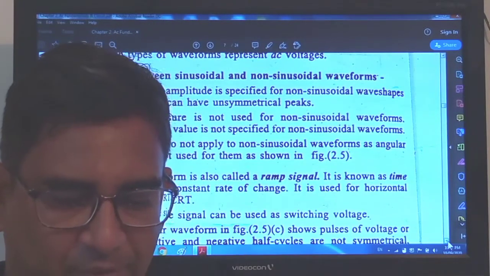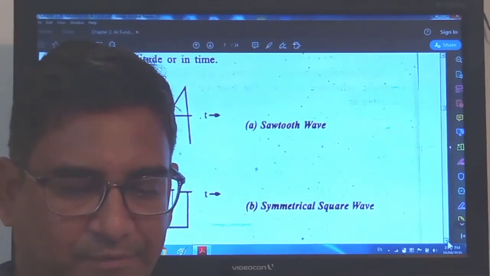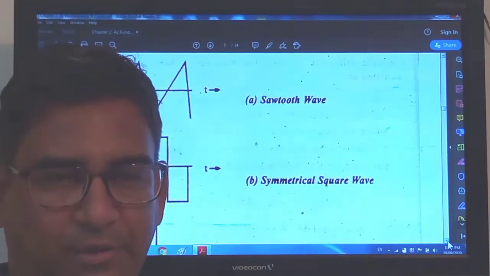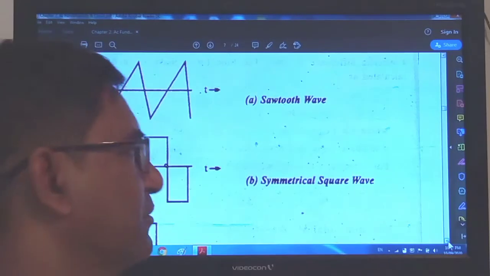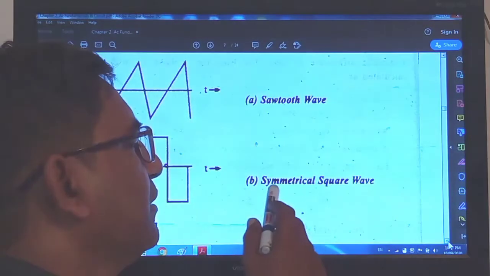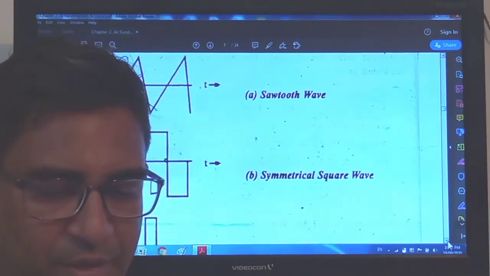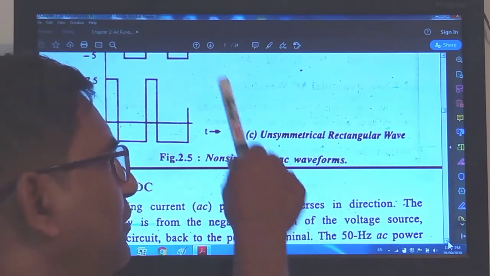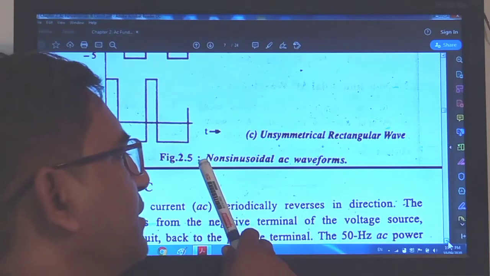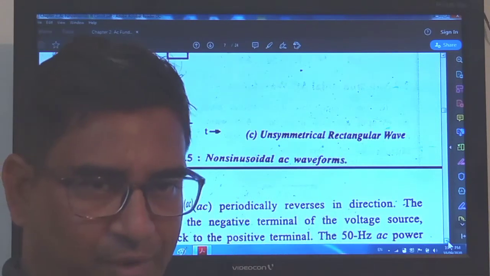Which is that particular figure? It is this figure. As I told you, apart from the sine wave, these waves are very important also. The sawtooth wave, the symmetrical square wave, then an asymmetrical rectangular wave. So these are all the waves which are called non-sinusoidal AC waveforms.